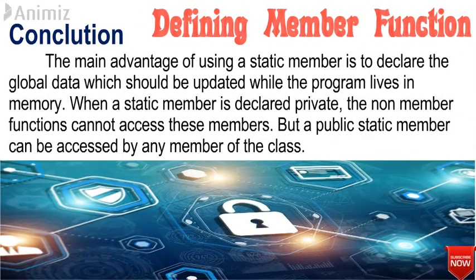Conclusion. The main advantage of using a static member is to declare the global data which should be updated while the program lives in the memory. When a static memory is declared private, the non-member function cannot access these members, but a public static can be accessed by any member of the class.